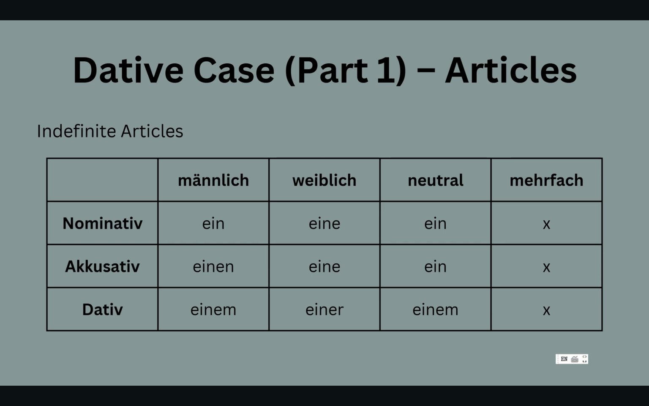For the indefinite articles, we have the following three categories: masculine singular, feminine singular, and neutral singular. No plural forms. For the nominative case, the indefinite articles in German are as follows: ein, eine, ein.